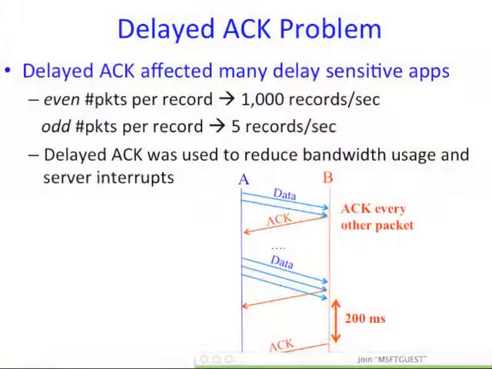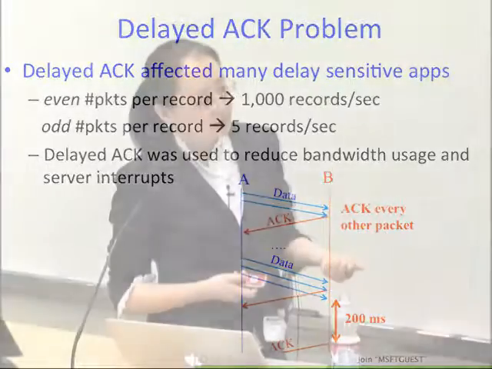So basically, we found that delayed ACK is a very important problem in this data center. One example is that one application can only send like 5 records per second at some times and 1,000 records per second at other times. The reason is that if a data has an odd number of packets, the receiver end may need to wait for 200 milliseconds before it sends the ACK. And if the sender is waiting for the ACK, it will significantly reduce its throughput.